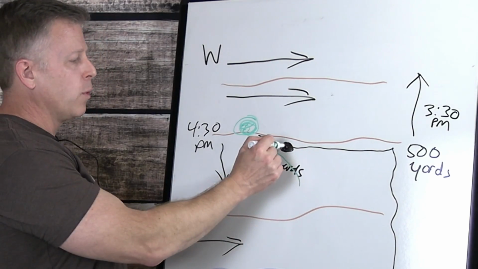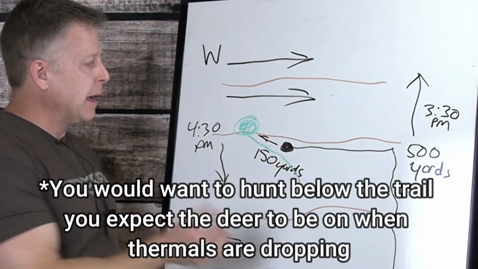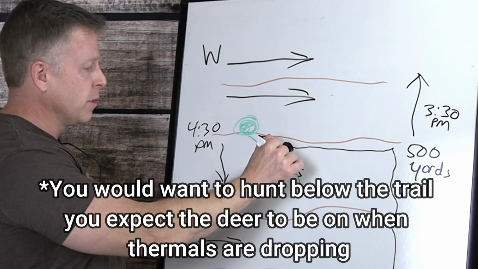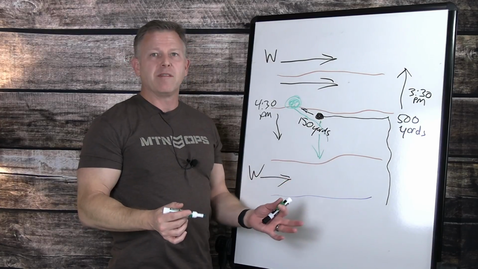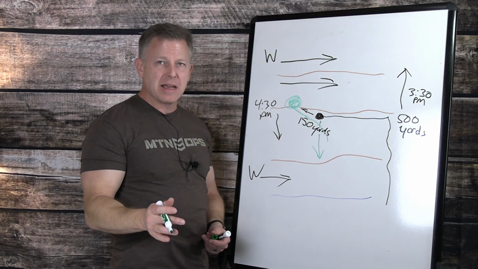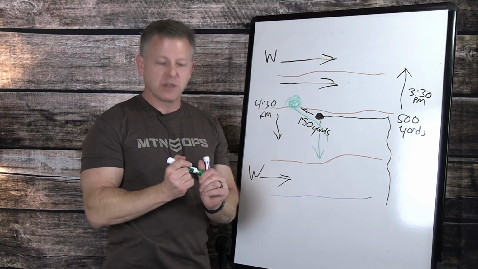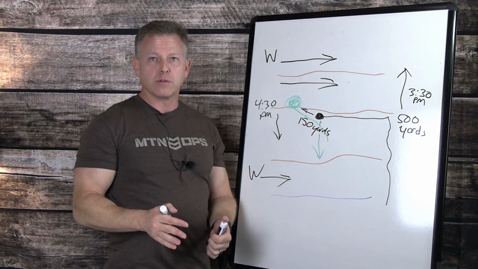So now I'm west of the deer, I'm downwind, and I'm below the thermal line. I'm below, and my thermals are dropping down. So that gave me protection. So that's a basic thing where you can plan on how to hunt. Now I've got another scenario for a morning hunt that I had the first weekend of archery season.